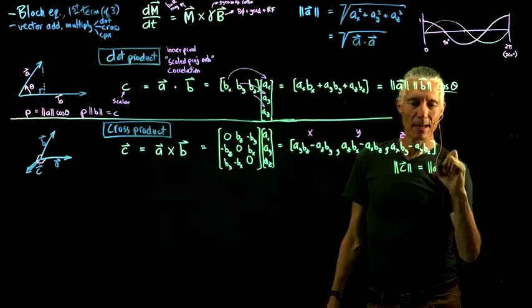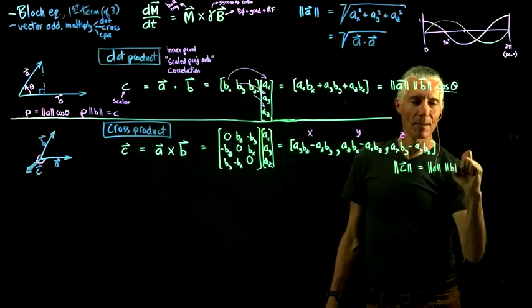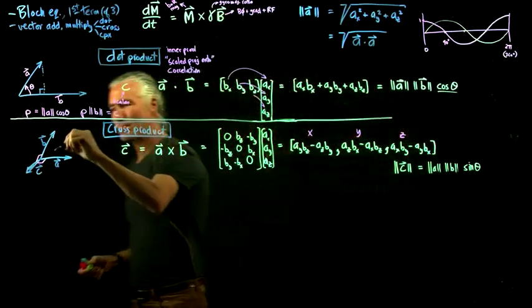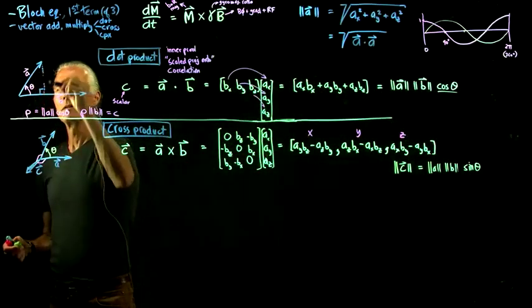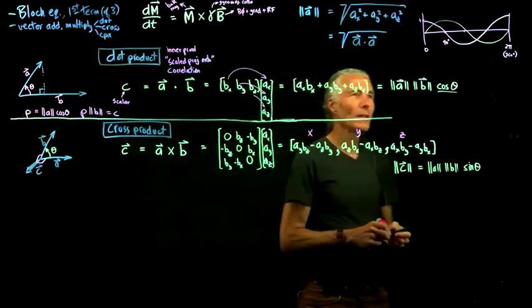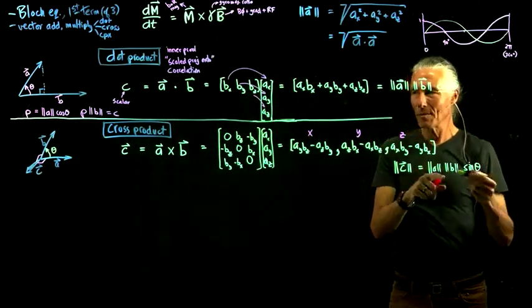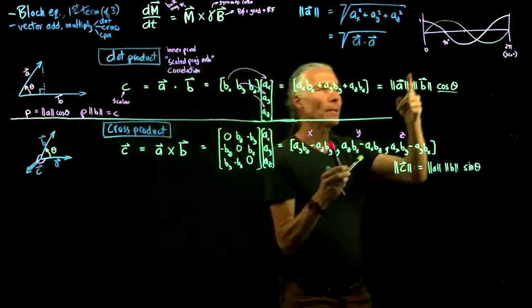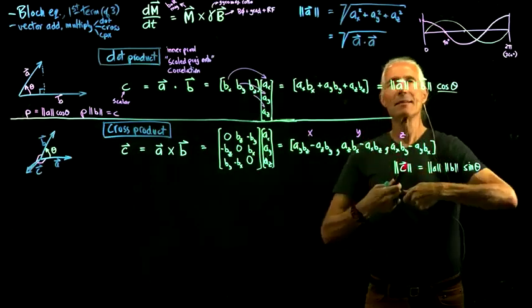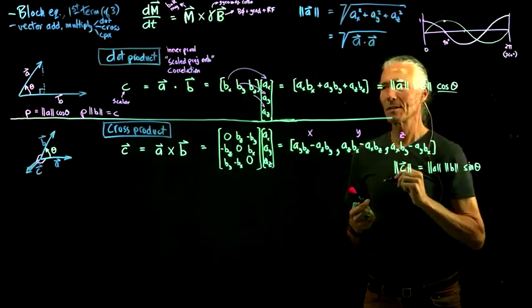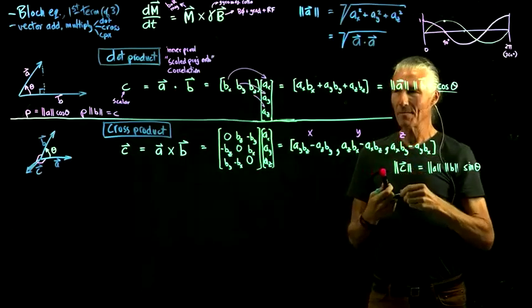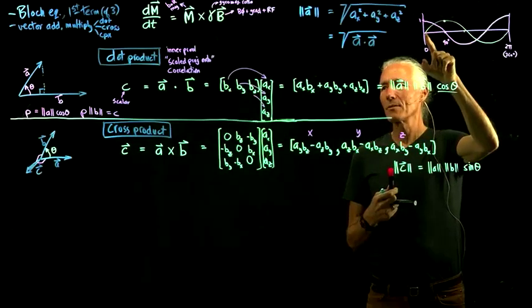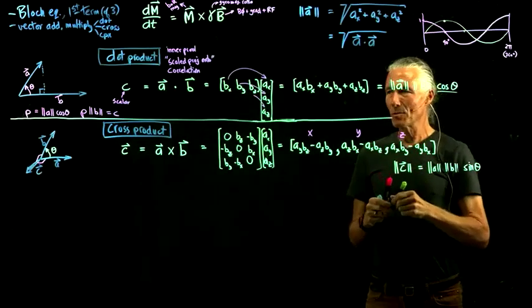It's the length of a times the length of b times the sine of the angle between them. So there's the angle between them. So how does this one work? Well, if the vectors are perpendicular to each other, then that would be 90 degrees, and that would be the largest cross product. And if the vectors get parallel to each other, like 0 degrees, that would be a zero cross product.